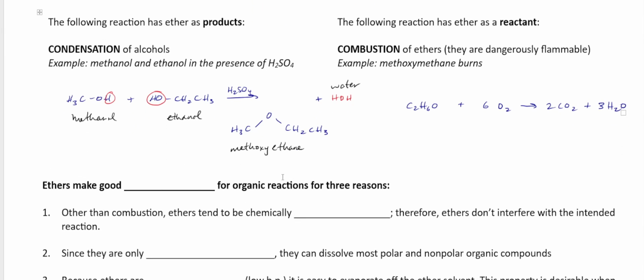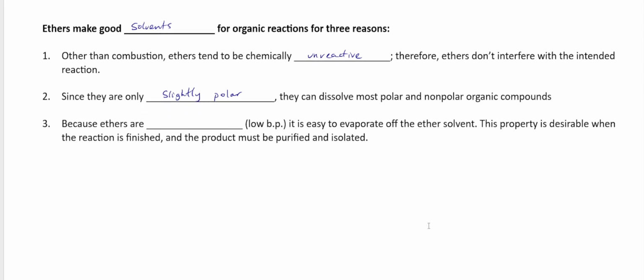So ethers, therefore, make good solvents for organic reactions because other than combustions, ethers tend to be chemically inert or unreactive. Therefore, ethers don't interfere with the intended reaction. They're not going to react with anything that's happening. So we can dissolve things in ethers pretty well. Since they are only slightly polar, they have the capacity to dissolve most polar and non-polar organic compounds. And because ethers are volatile, at the end of the reaction, it's easy to evaporate them off as the solvent. And this property is desirable when the reaction is finished. The product must be purified and isolated.